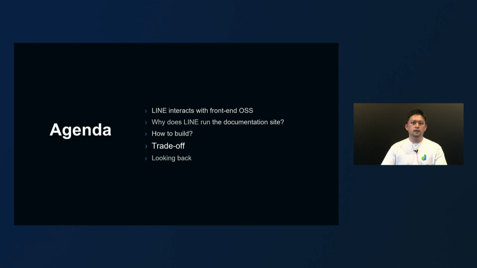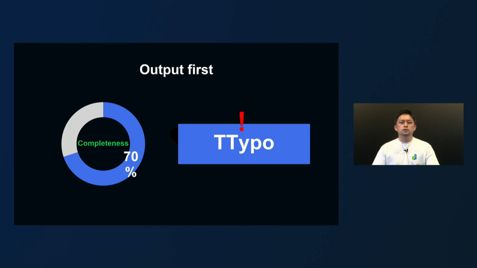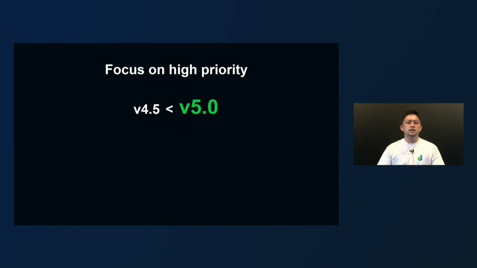This way, the users keep growing, and currently 40,000 users per month is achieved. So next is the trade-off that we had. The first one is output first, and we opened the site when we completed up to 70%. And as for typos, we correct them as we find them.